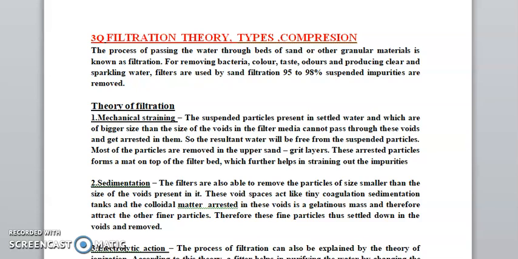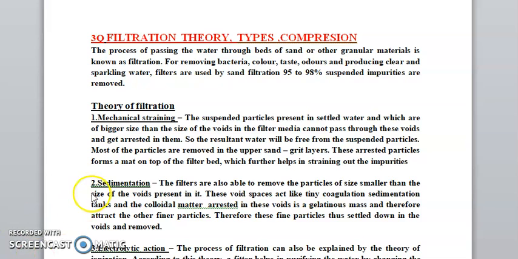Theory of filtration. First, mechanical straining. The suspended particles present in settled water which are bigger than the size of the voids in the filter media cannot pass through these voids and get arrested in them. So the resultant water is free from suspended particles; most of the particles are removed in the upper sand layer. The arrested particles form a mass on top of the filter bed, which further helps in straining out the impurities. First theory, mechanical straining.